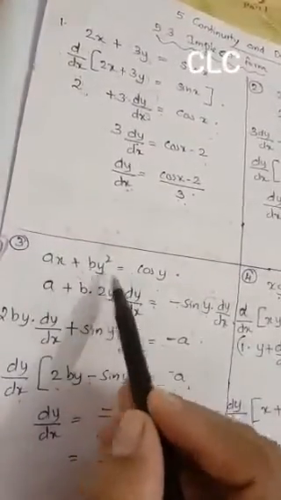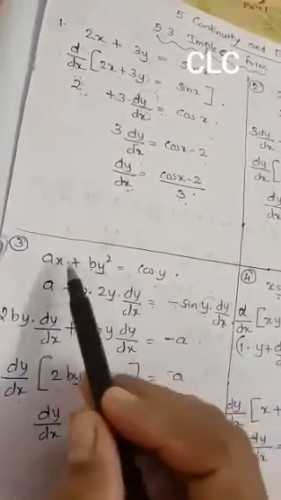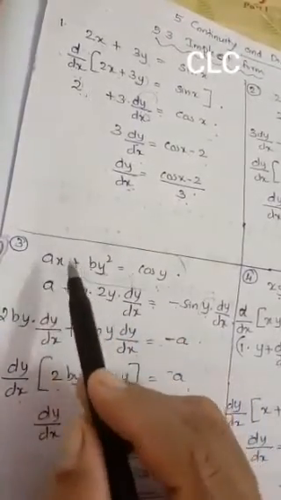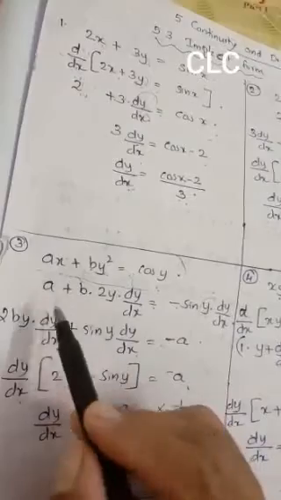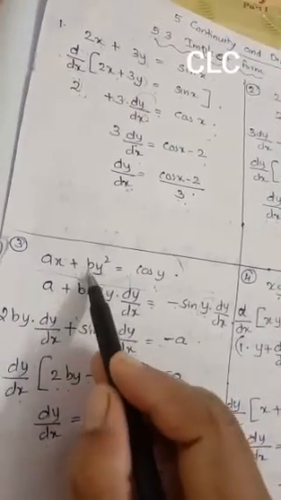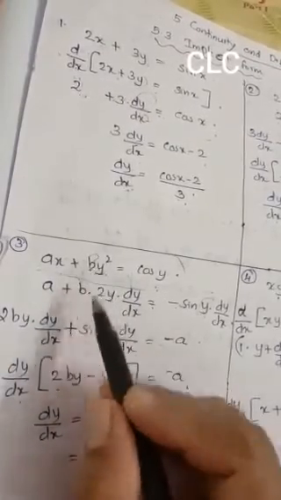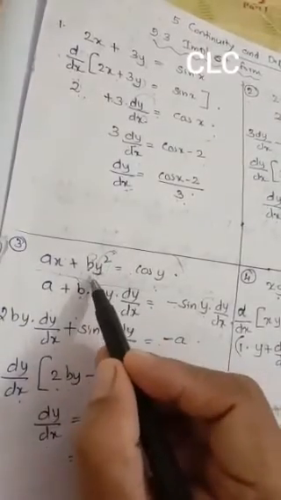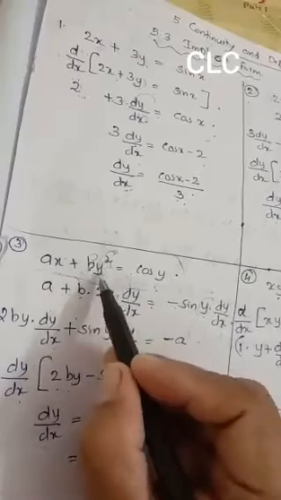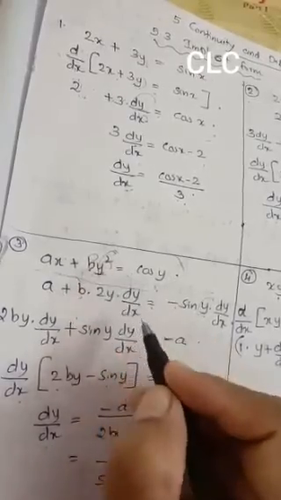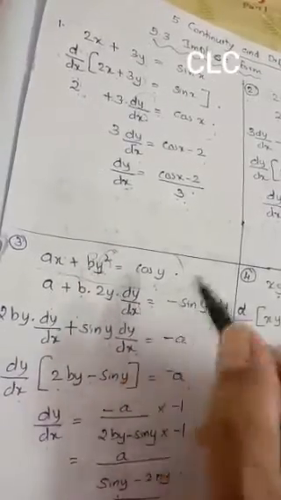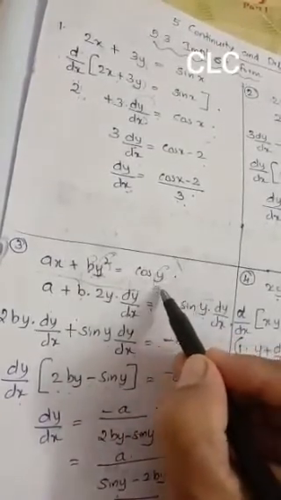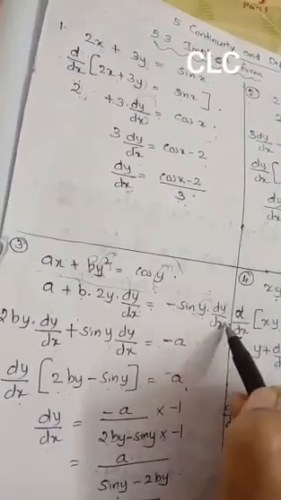ax plus by square is equal to cos y. So same method, we are going to take the derivative of the whole equation. The derivative of ax is a, plus the derivative of by square. b is constant, so keep it on one side. The derivative of y square is 2y, and who took the place of x? y. So the derivative of y is dy by dx, which is equal to the derivative of cos y, which is minus sin y, then the derivative of y, dy by dx.